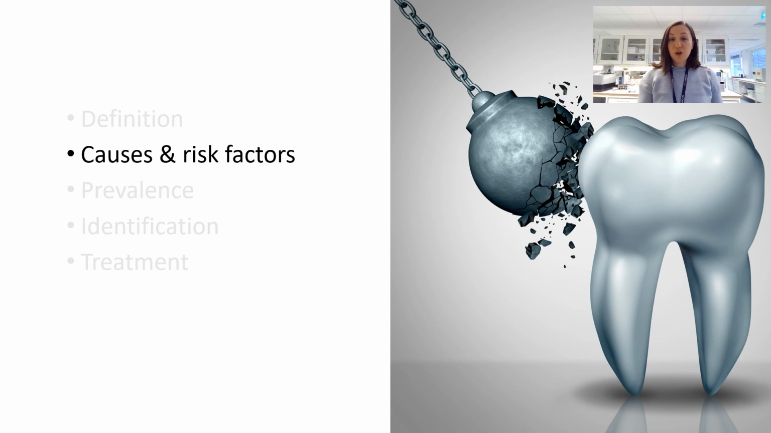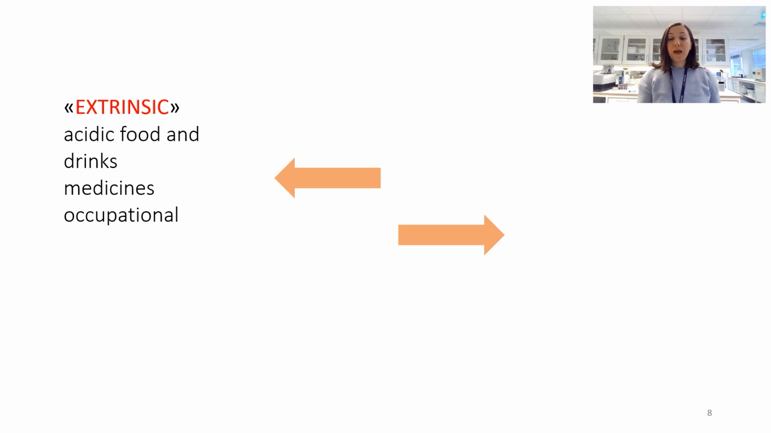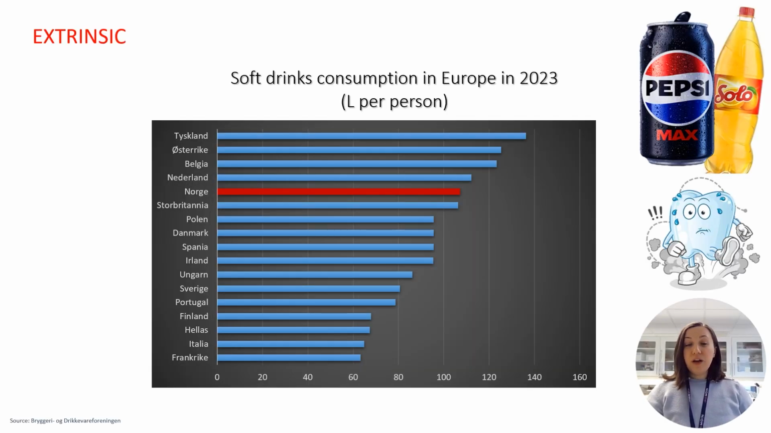So, what are the causes and risk factors for erosions? These may be generally grouped according to the acid origin into extrinsic and intrinsic. Extrinsic are mostly acid sources from food and drinks, related to some medicines or occupationally related, while intrinsic are associated with eating disorders and gastroesophageal reflux disease. Extrinsic factors are associated with today's modern lifestyle.